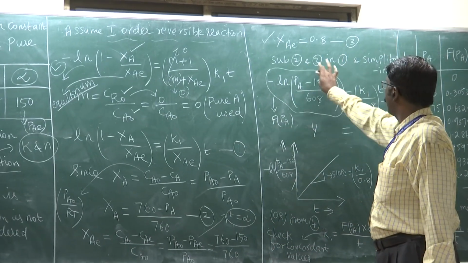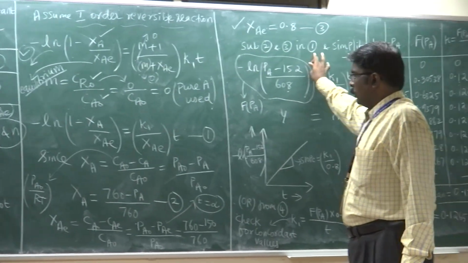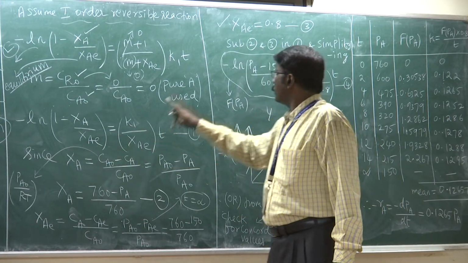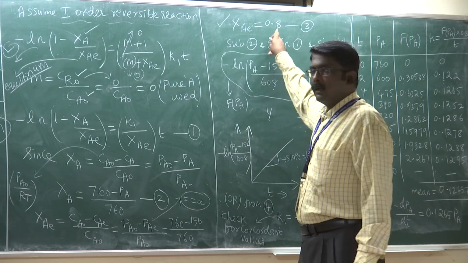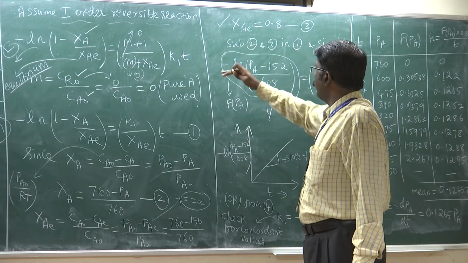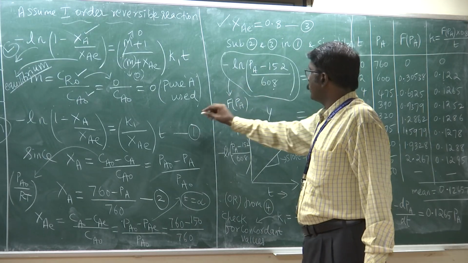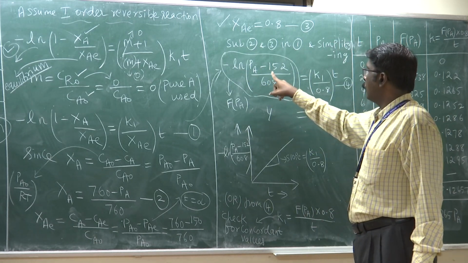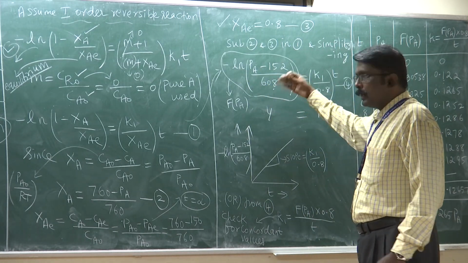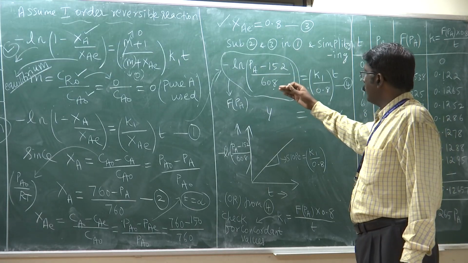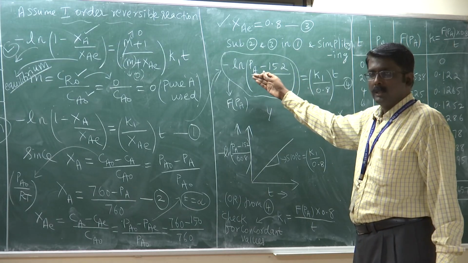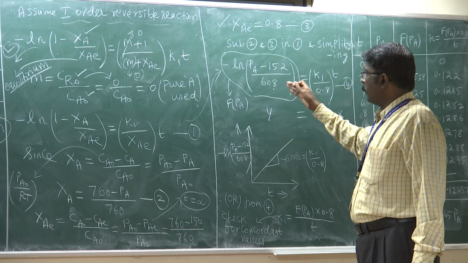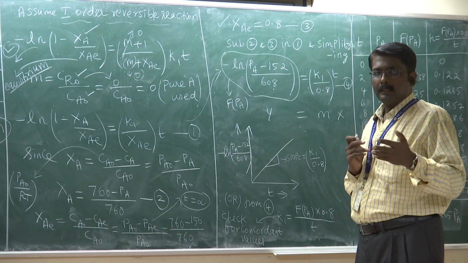Now substitute equations 2 and 3 in equation 1. That is, the Xa value is replaced with equation 2, and the Xae value is replaced with 0.8. Equation 1 now modifies like this: minus ln(Pa minus 152) and so on. We are getting an expression with the partial pressure in terms of reaction time. Now we have two variables here: one is Pa, the other is time.